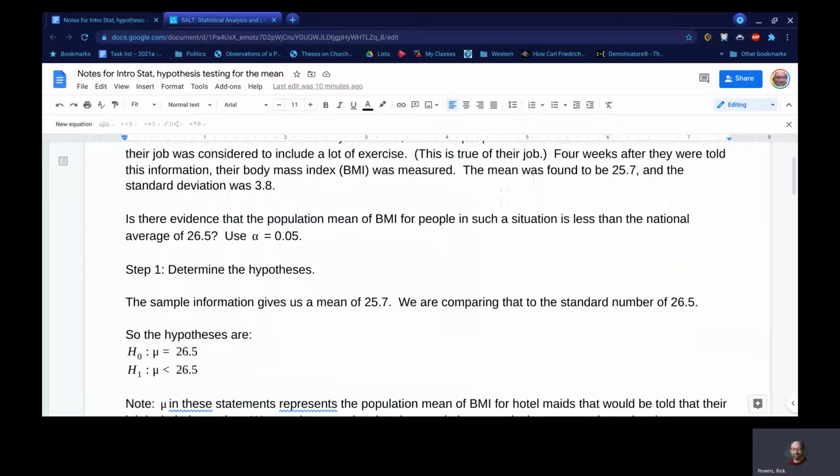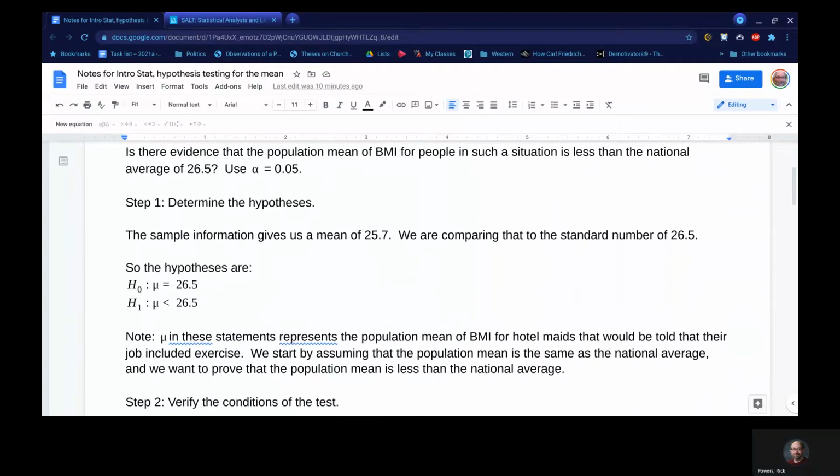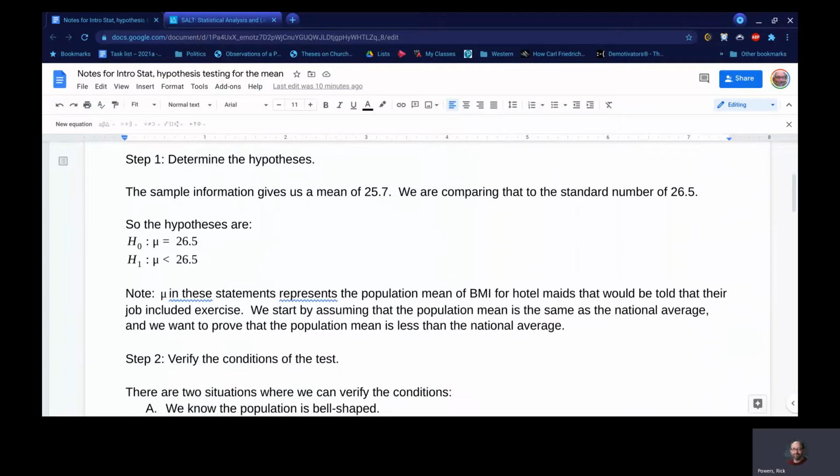Step 1, determine the hypotheses. The sample information gives us a mean of 25.7. We're comparing that to the standard number of 26.5. So the hypotheses are null hypothesis, mu is equal to 26.5. Alternative hypothesis, mu is less than 26.5. Note, mu in these statements represents the population mean of BMI for hotel maids that would be told their job included exercise. We start by assuming that that population mean is the same as the national average, and we want to prove that the population mean is less than the national average.